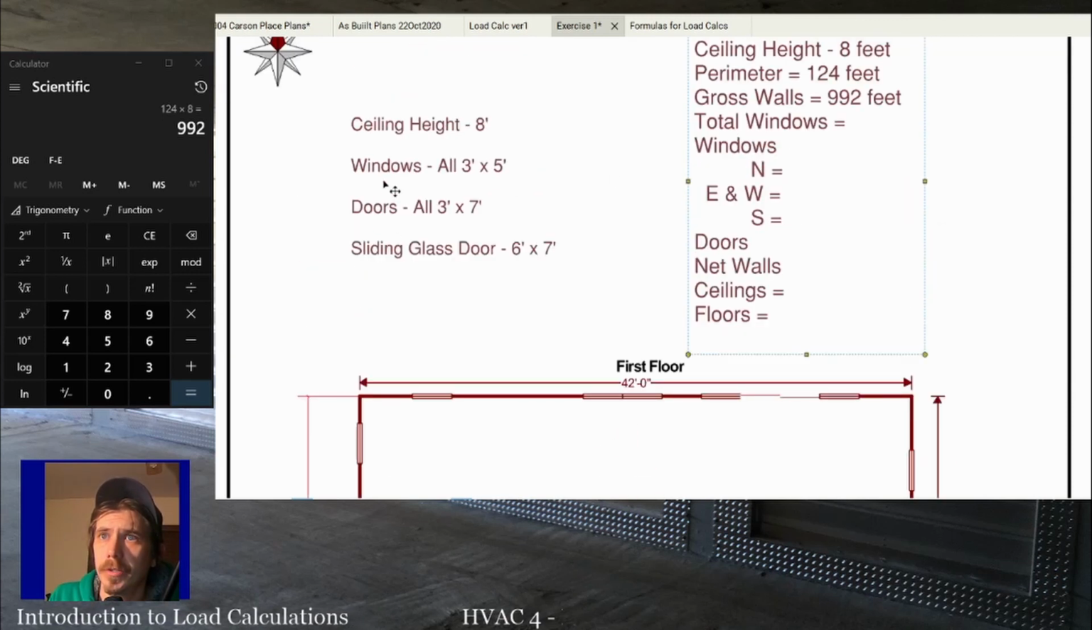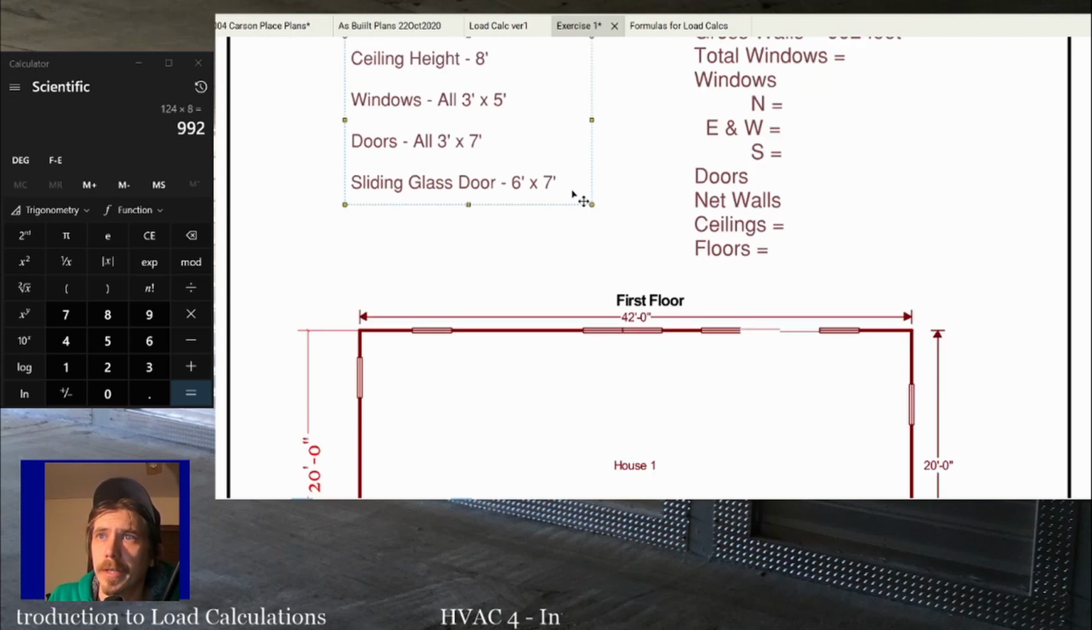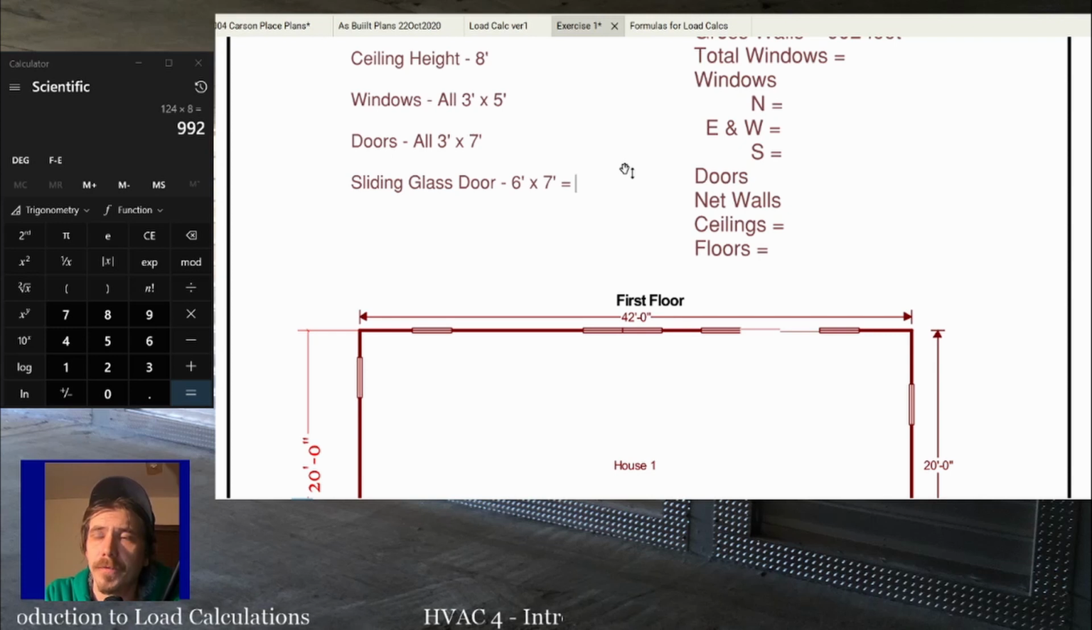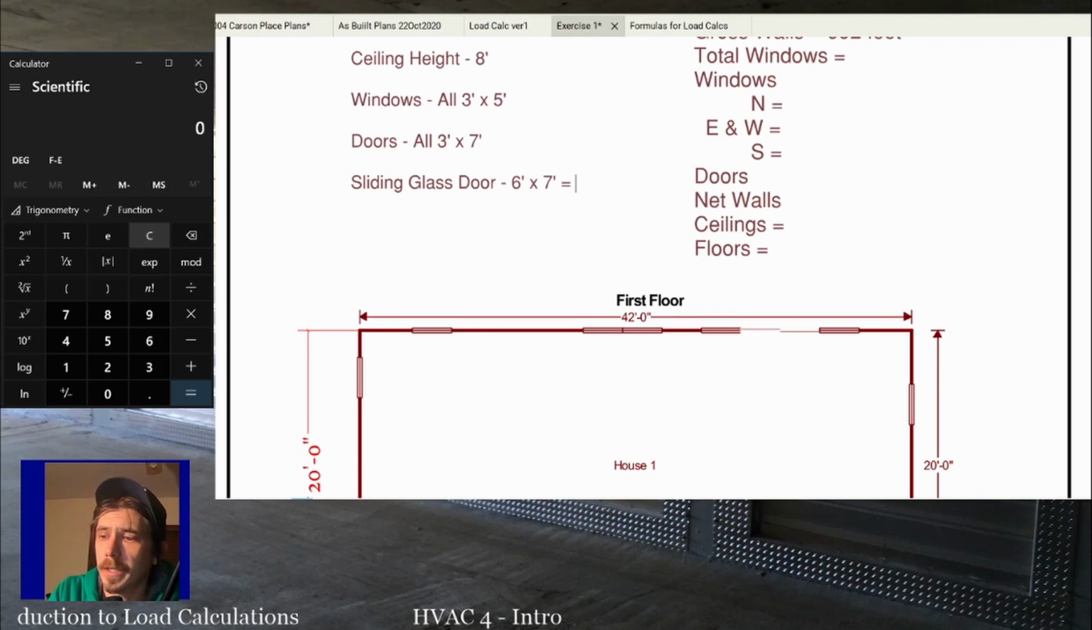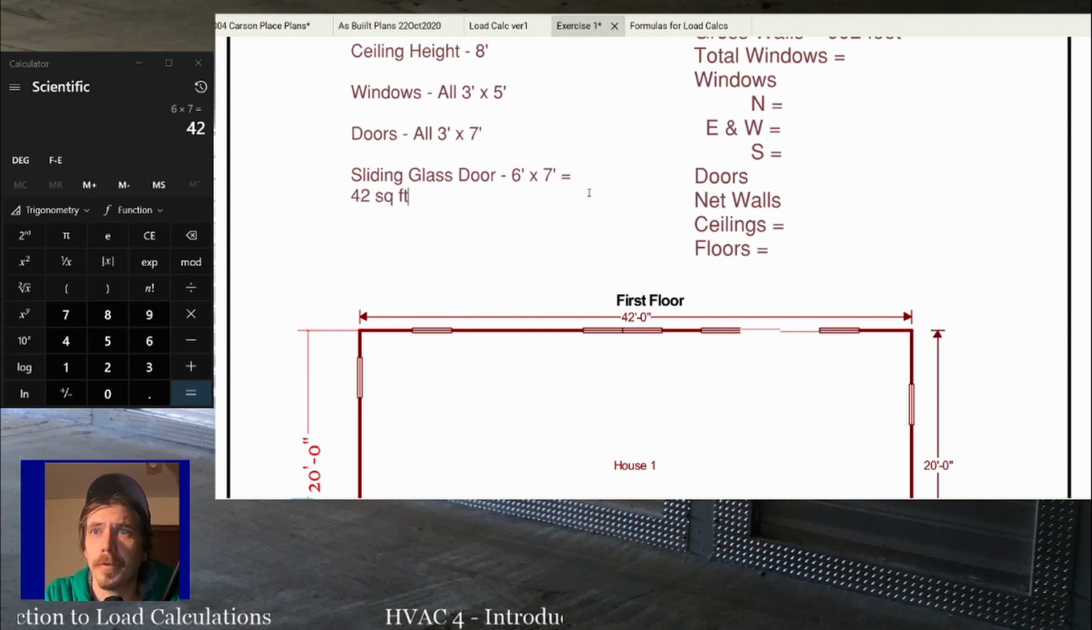So, notice here I said windows are all 3 feet by 5 feet. Sliding glass door is 6 feet by 7 feet. So, we've got one sliding glass door, right? So let's just knock that out real quick first. So the sliding glass door equals 6 feet times 7 feet. So the area of the sliding glass door is 6 times 7, and that is a typical sliding glass door for the most part, 42 feet. So the sliding glass door is 42 square feet.